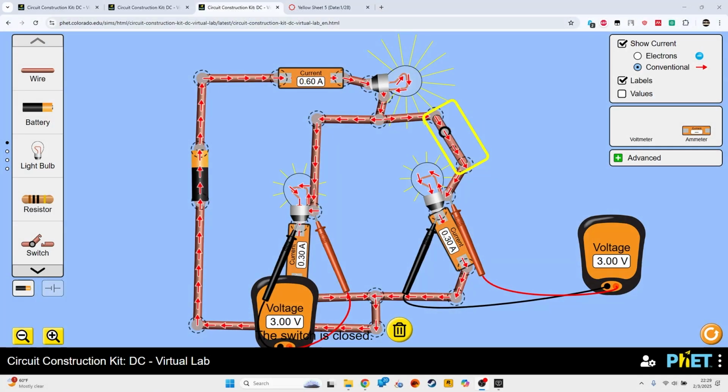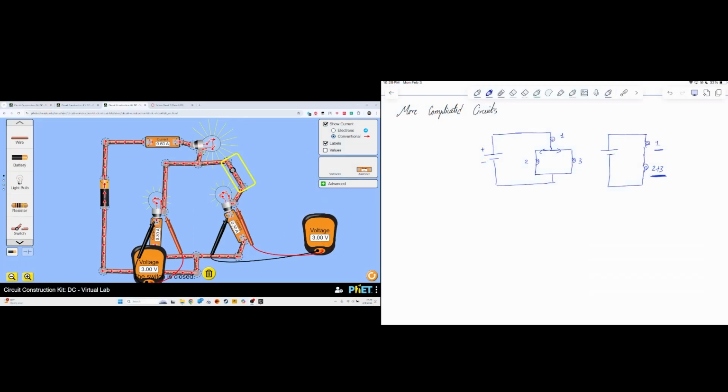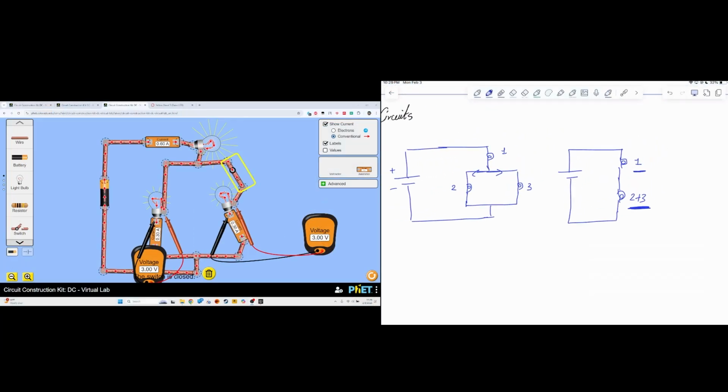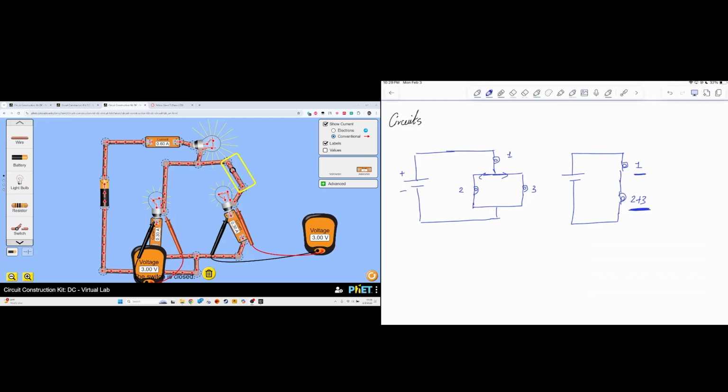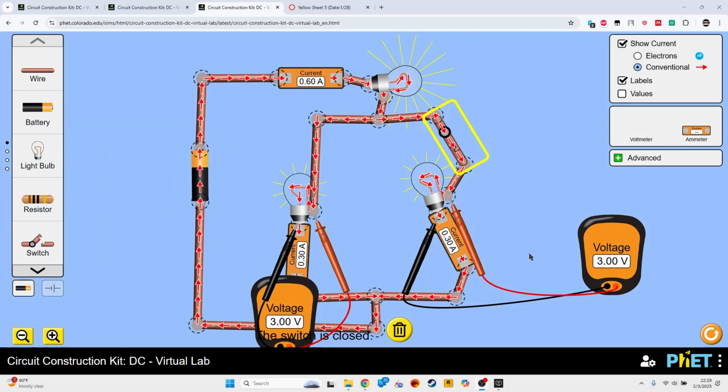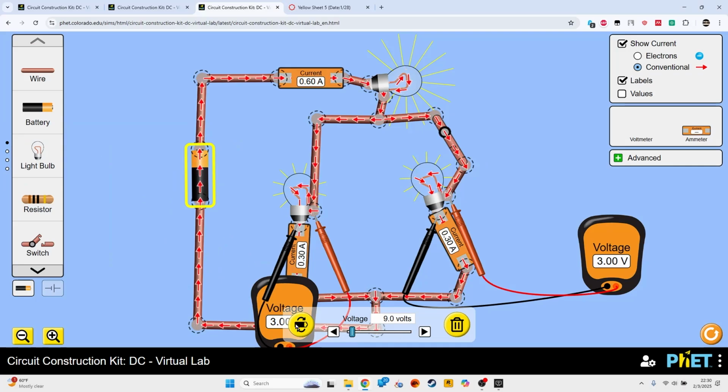And I've shown that exact circuit, this one right here. As you can see on this one, you've got a 9-volt battery, and the current delivered by the battery is about 0.6 amperes. This bulb is the brightest because it gets all the current, that is 0.60 ampere.